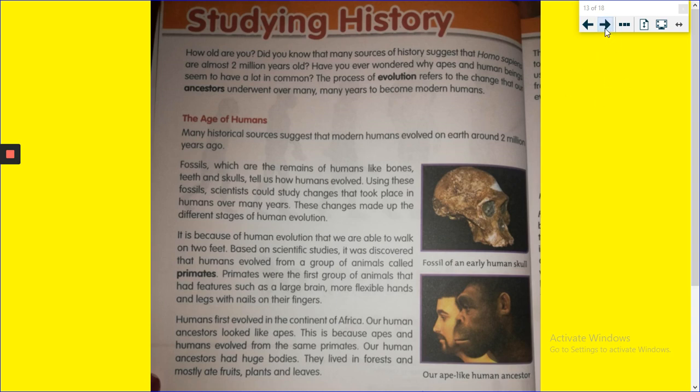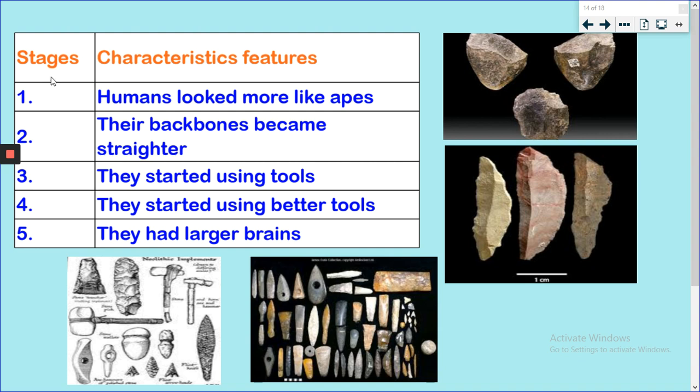Now here stage one is shown, and these are the characteristic features, like how the humans lived earlier and how they looked. Okay, in stage one, humans look more like apes, isn't it? I have shown you the picture. In stage one they look more like monkeys, right, or chimpanzees. Okay, they are the first group of animals.